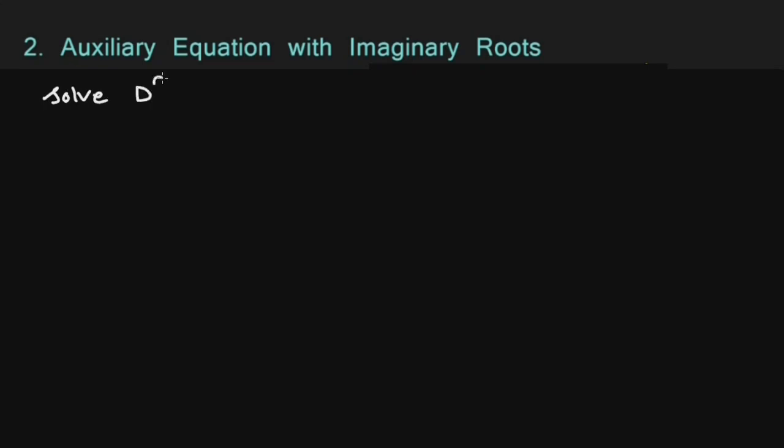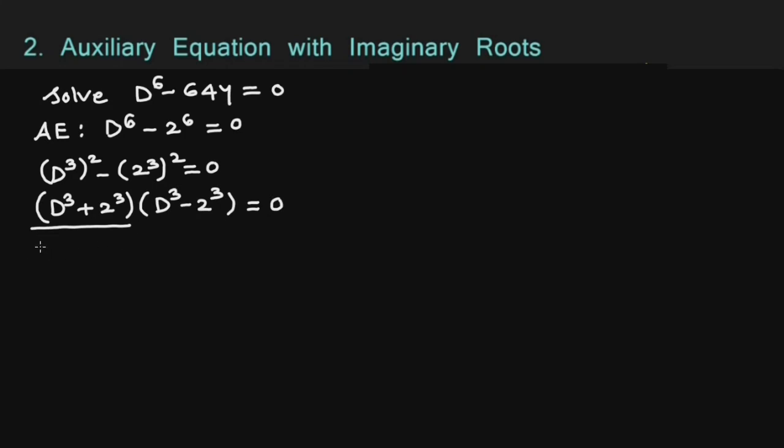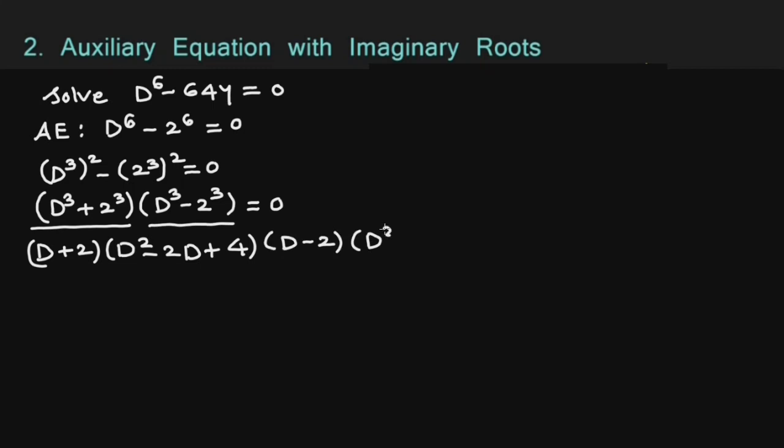Solve d raised to 6 minus 64y equals 0. Auxiliary equation: d raised to 6 minus 2 raised to 6 equals 0. Square of d cube minus square of 2 cube. A difference of two squares is factored as (d cube plus 2 cube) into (d cube minus 2 cube). This is a sum of two cubes, which is factored as (d plus 2) into (d square minus 2d plus 4). A difference of two cubes is factored as (d minus 2) into (d square plus 2d plus 4) equals 0.